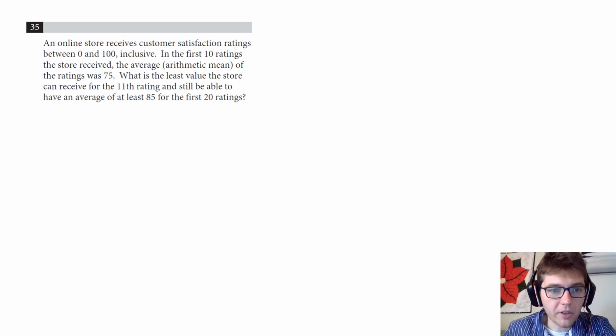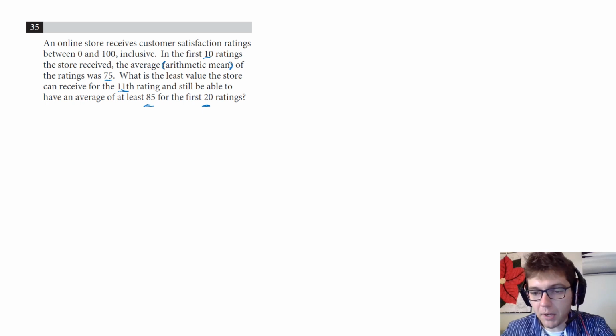Problem 35. An online store receives customer satisfaction ratings between 0 and 100 inclusive. In the first 10 ratings the store received, the average, or arithmetic mean, of the ratings was 75. What is the least value the store can receive for the 11th rating and still be able to have an average of at least 85 for the first 20 ratings? Okay, so they use the word average. They define it as arithmetic mean. It's the same thing in the problem a bunch of times.